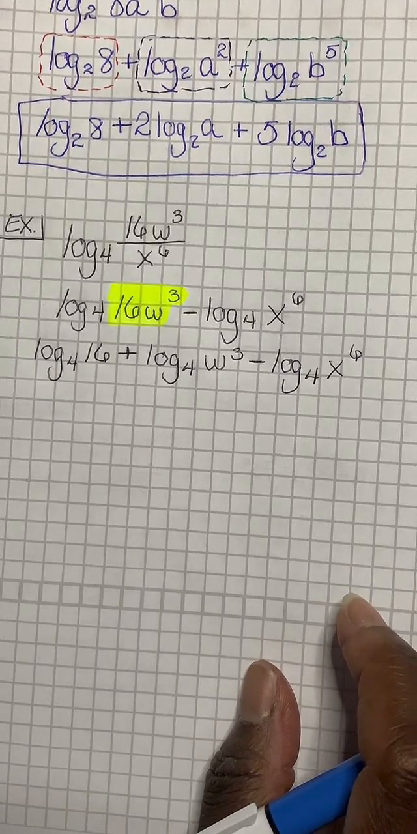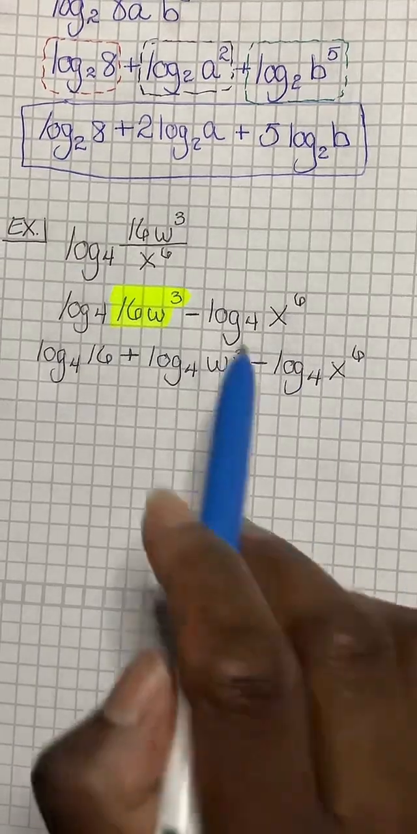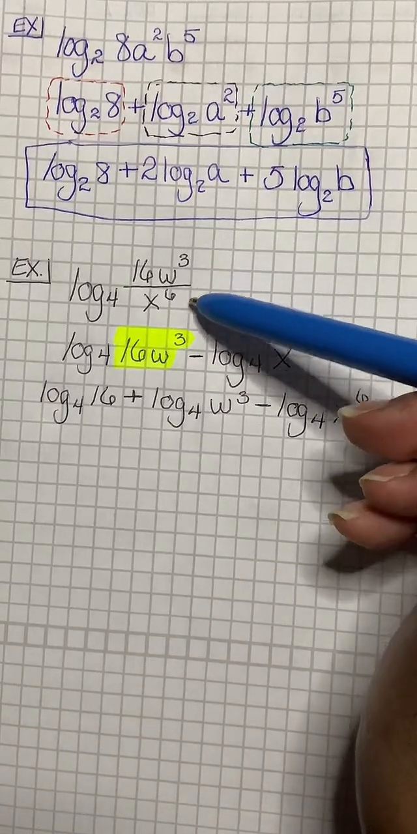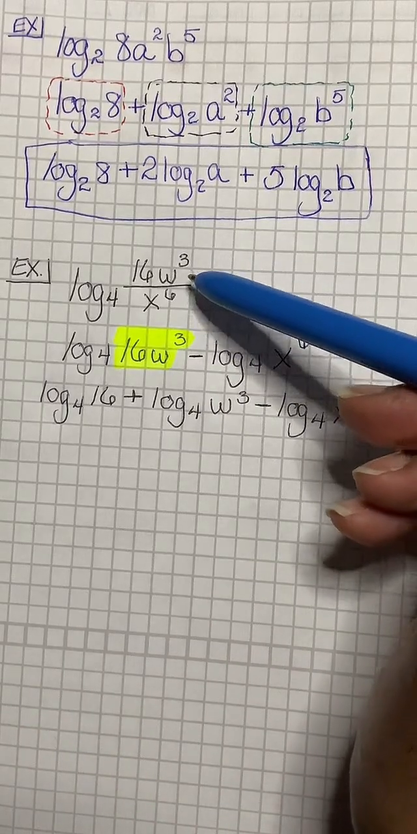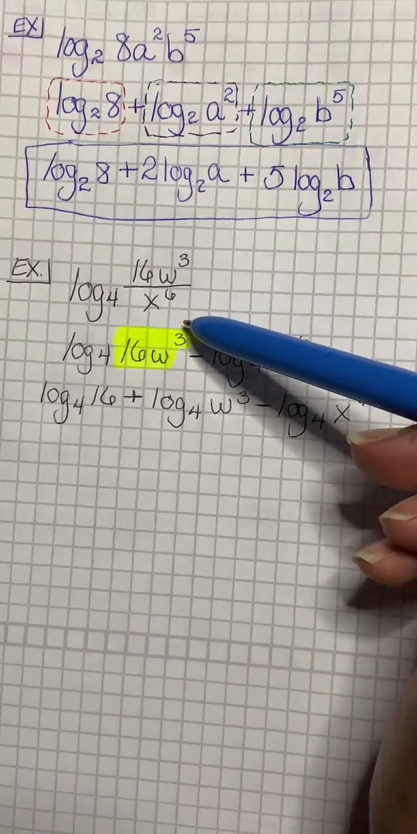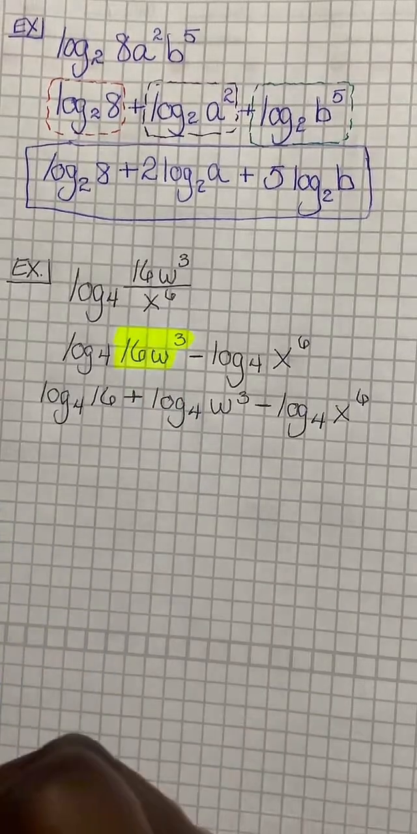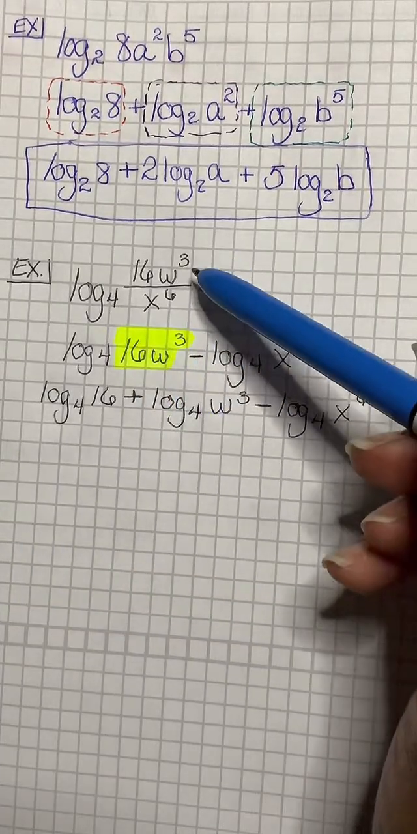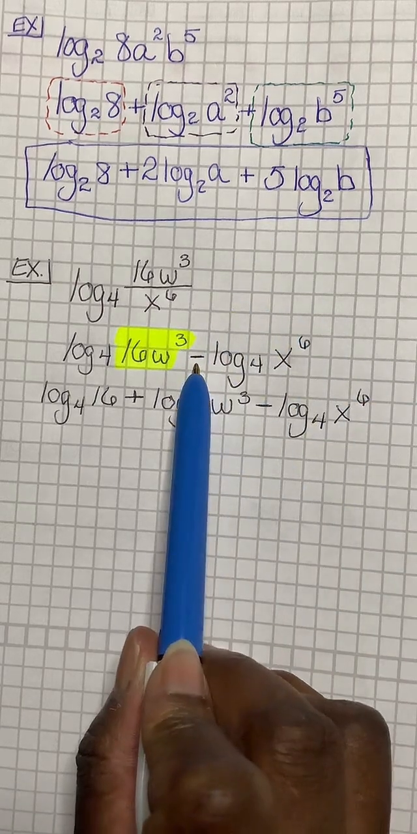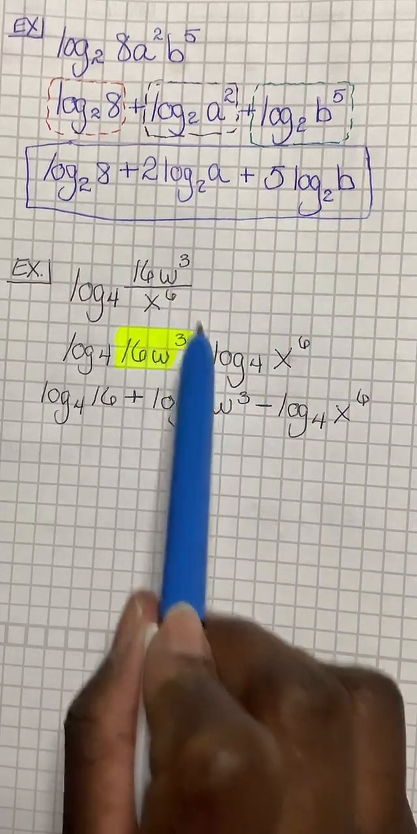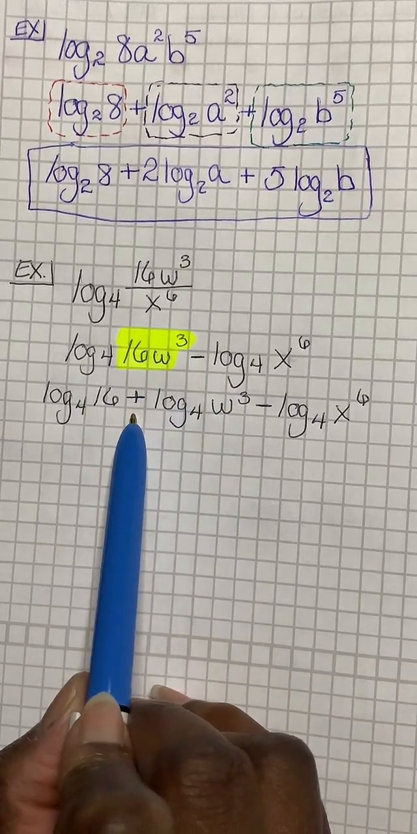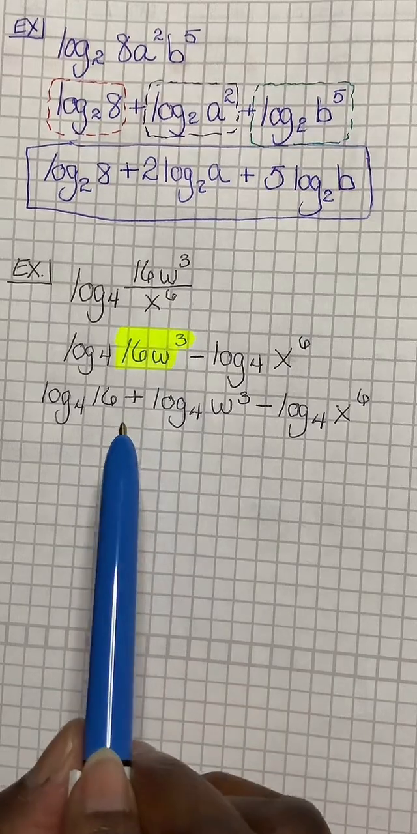So how do you know it's a subtraction sign? When we were dividing, remember, if I was thinking of exponents, if I'm dividing, I subtract the exponents. Same thing is happening here with logs. So we had to split my numerator and denominator with that subtraction. Anytime you're dividing, you're subtracting. Anytime you're multiplying, you're adding.